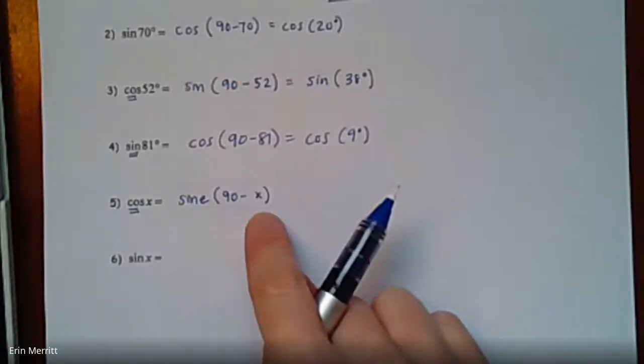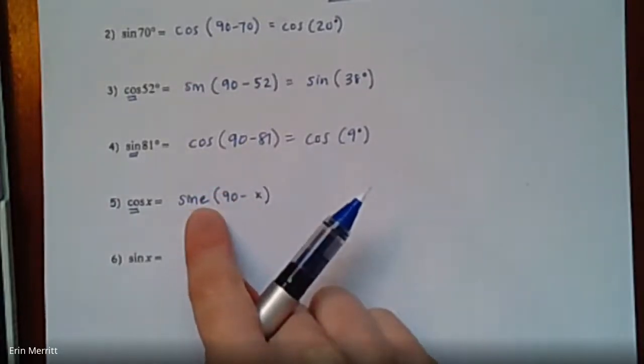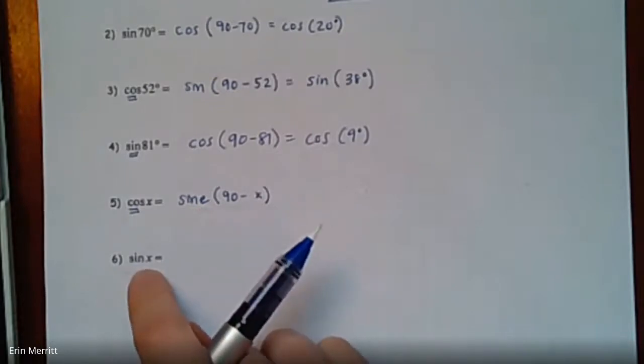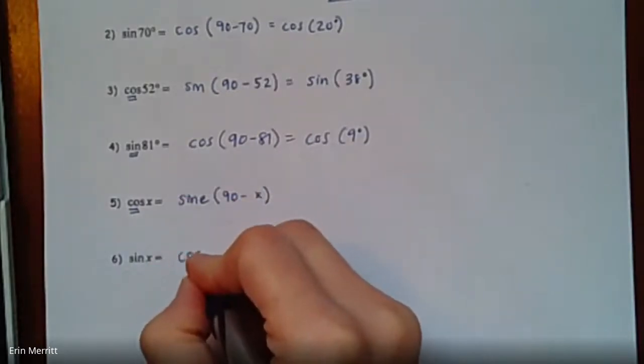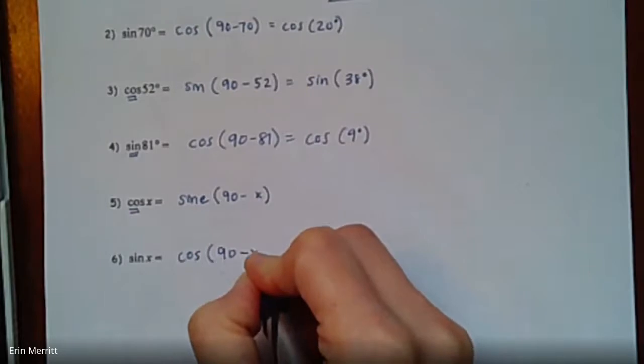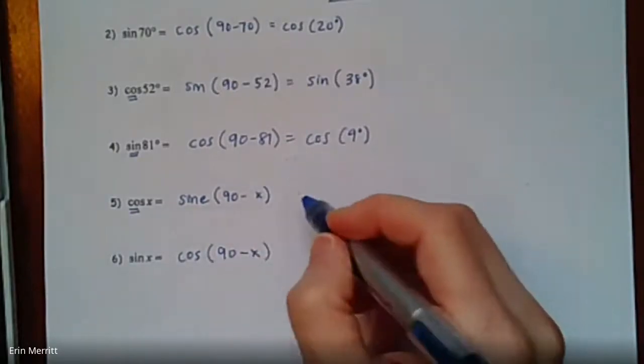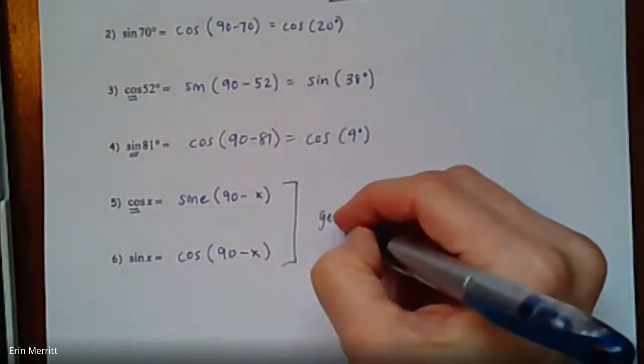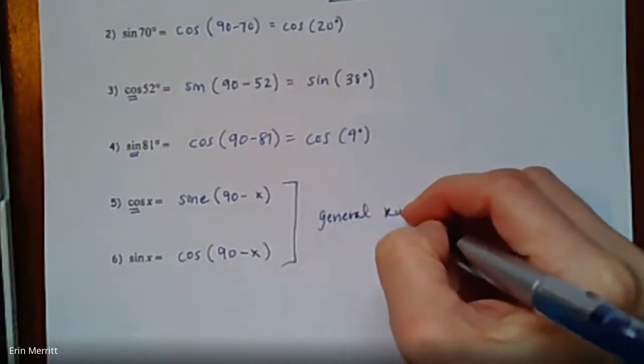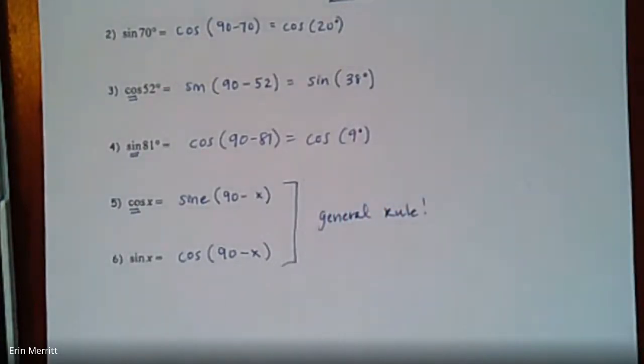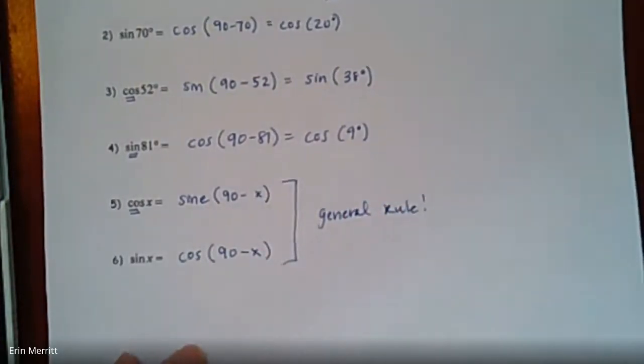So sine of 90 minus x, or you could write sine without the e. Same with the last one: if sine of x is equivalent to cosine of 90 minus x. So this is just a more general way to write it. Whatever x is, just insert that value and you're good to go.